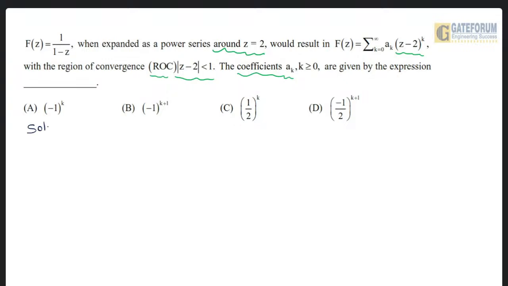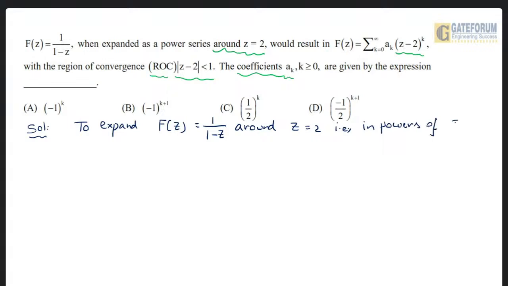Solution. So to expand capital F of Z is equal to 1 upon 1 minus Z around Z is equal to 2. That is, in powers of Z minus 2. We can go by substitution method also.